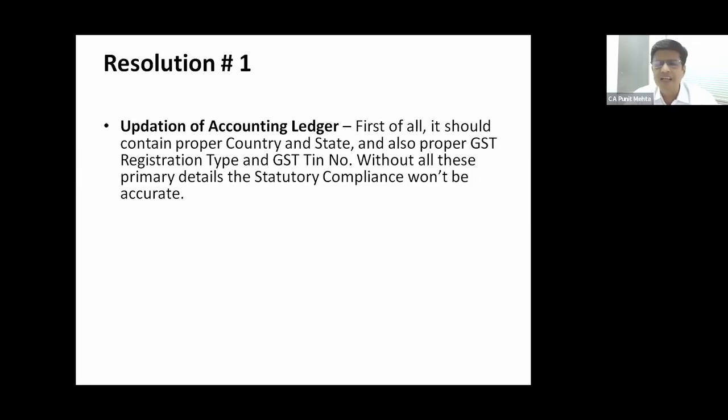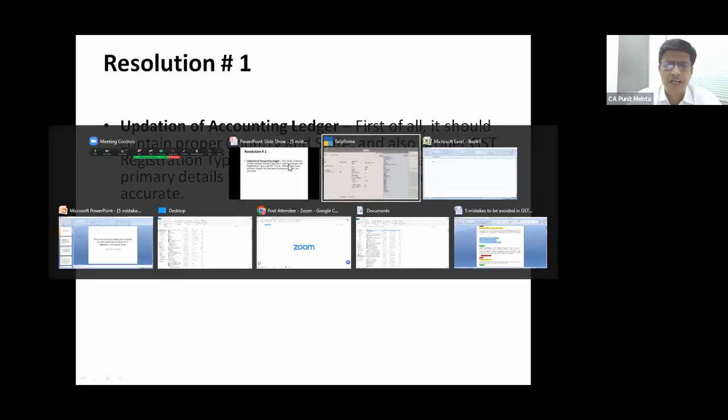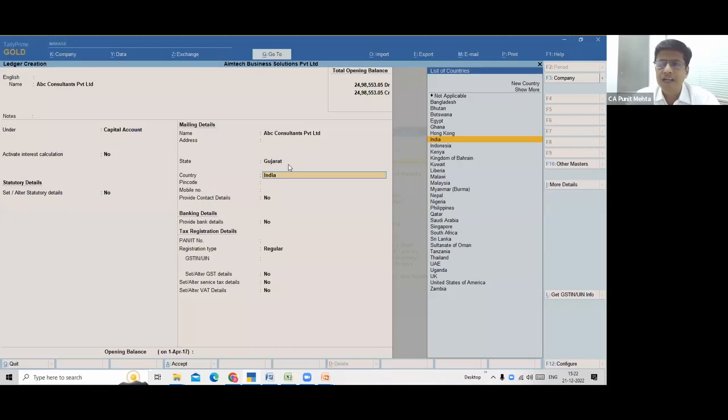Country and state. Country problem was once the data was transferred from ERP 9 to Prime. So at that point of time, there was a country problem. Selection of master country. Because earlier Tally ERP 9 did not have this particular field of country, and after GST came, this particular field had to be updated. So this was a problem for the old release of 7.2 and ERP 9. So country is again a challenge where users can understand and update it.